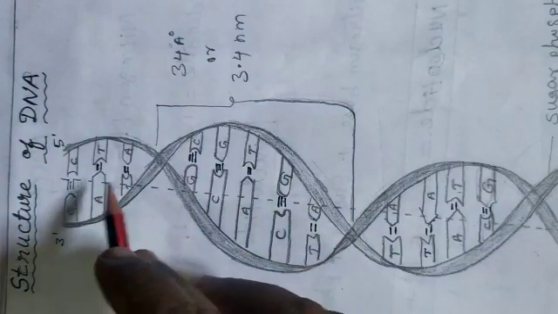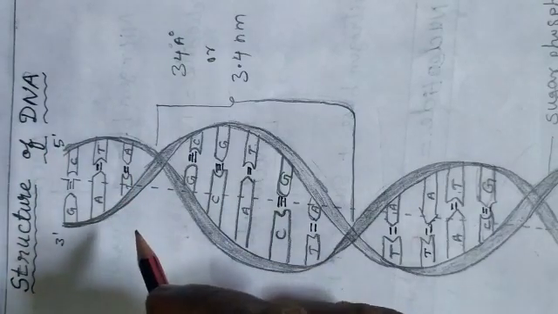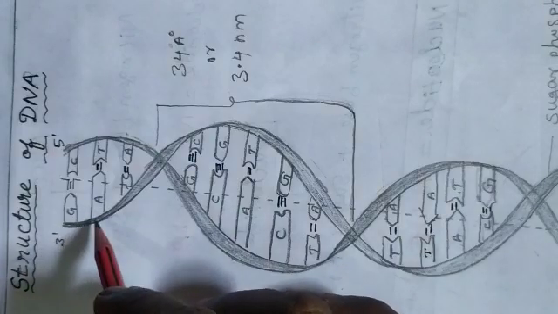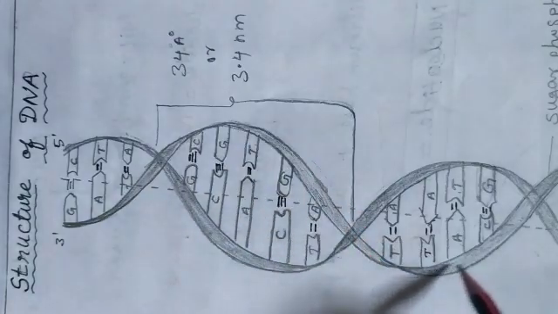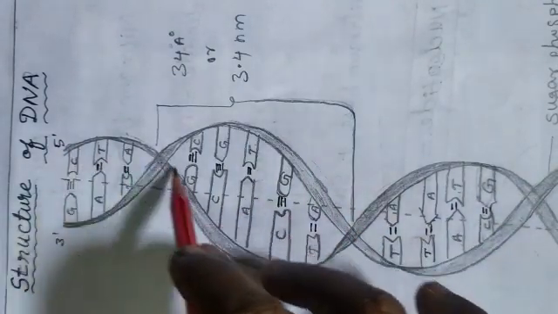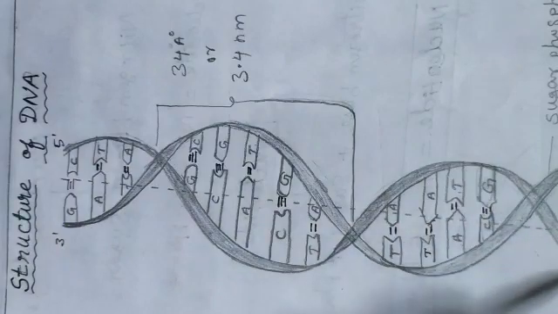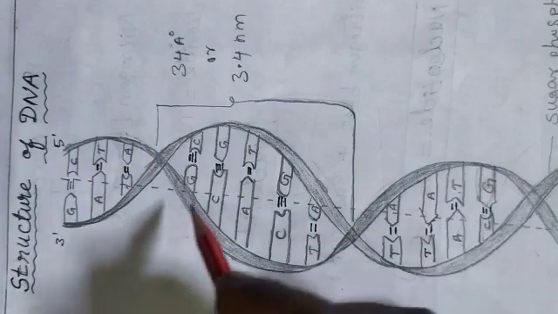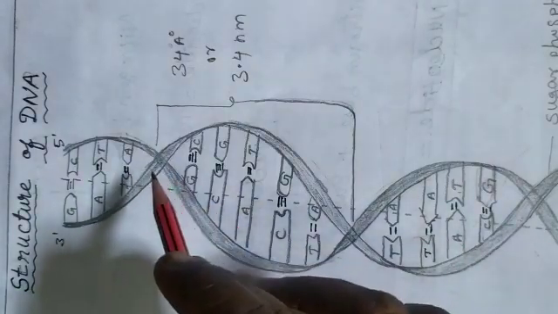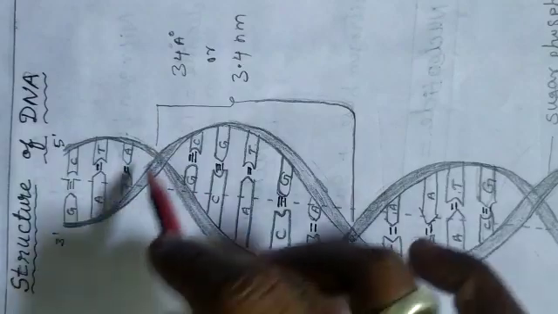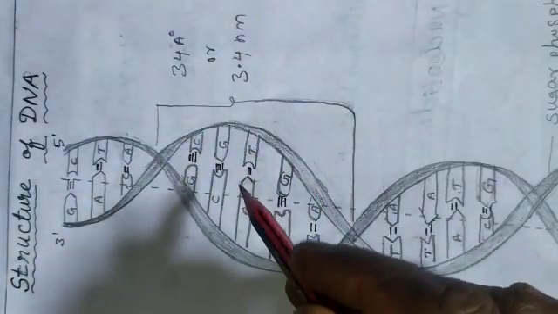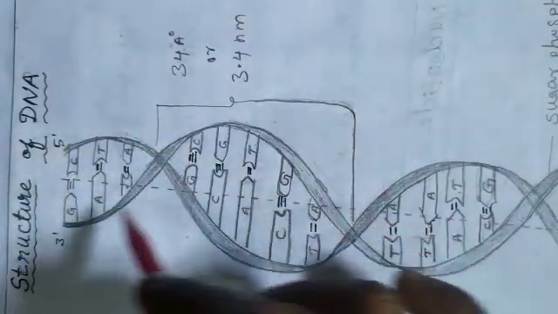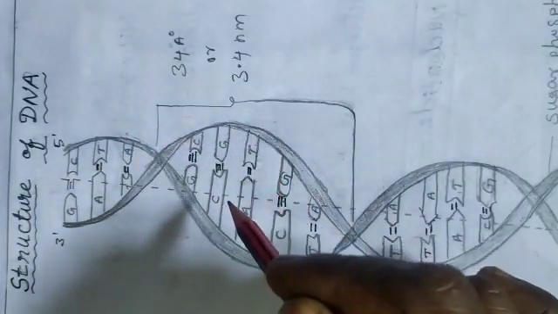Listen, see this. A DNA molecule consists of two polynucleotide chains. This is one polynucleotide chain, and this is another polynucleotide chain. These chains form a double helix structure, which is ladder-like, with two strands which run anti-parallel.